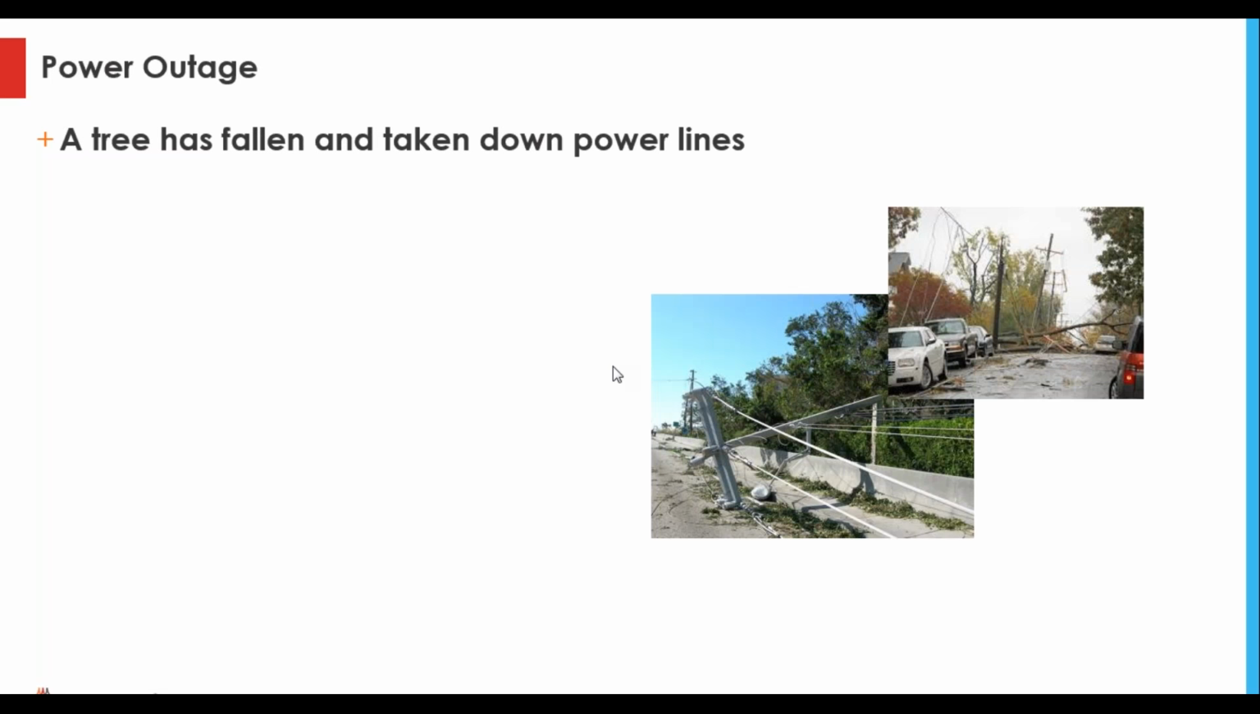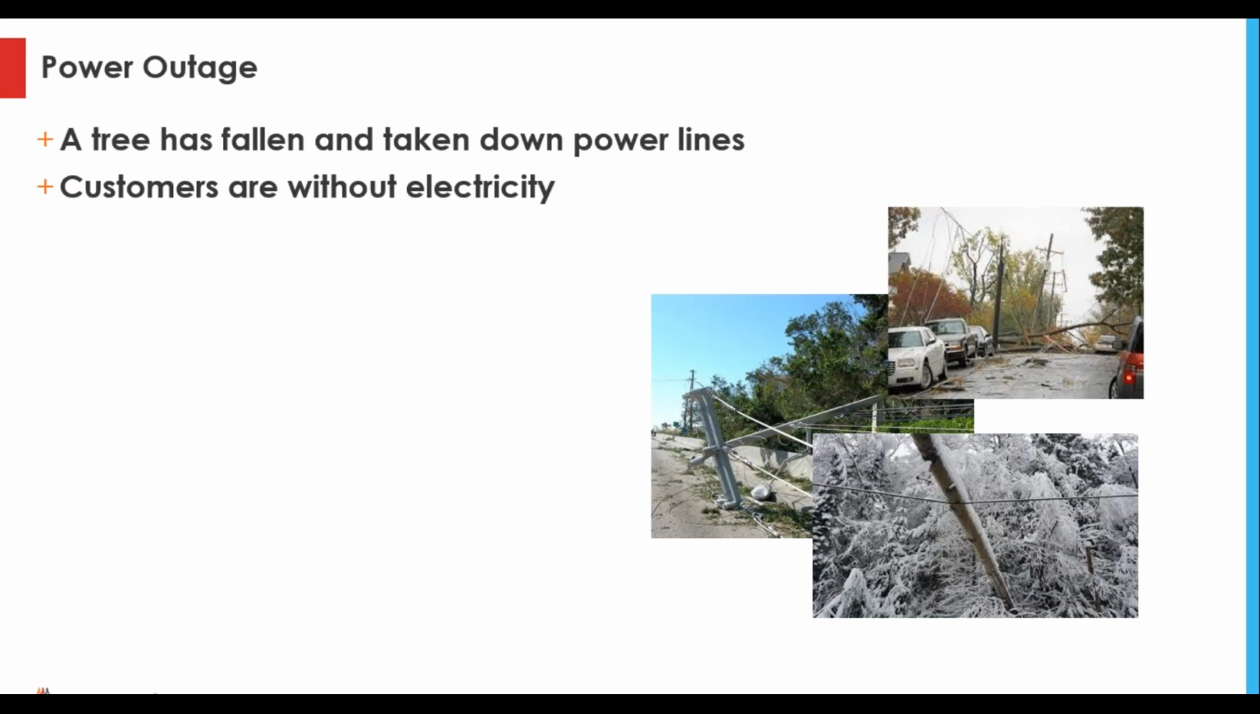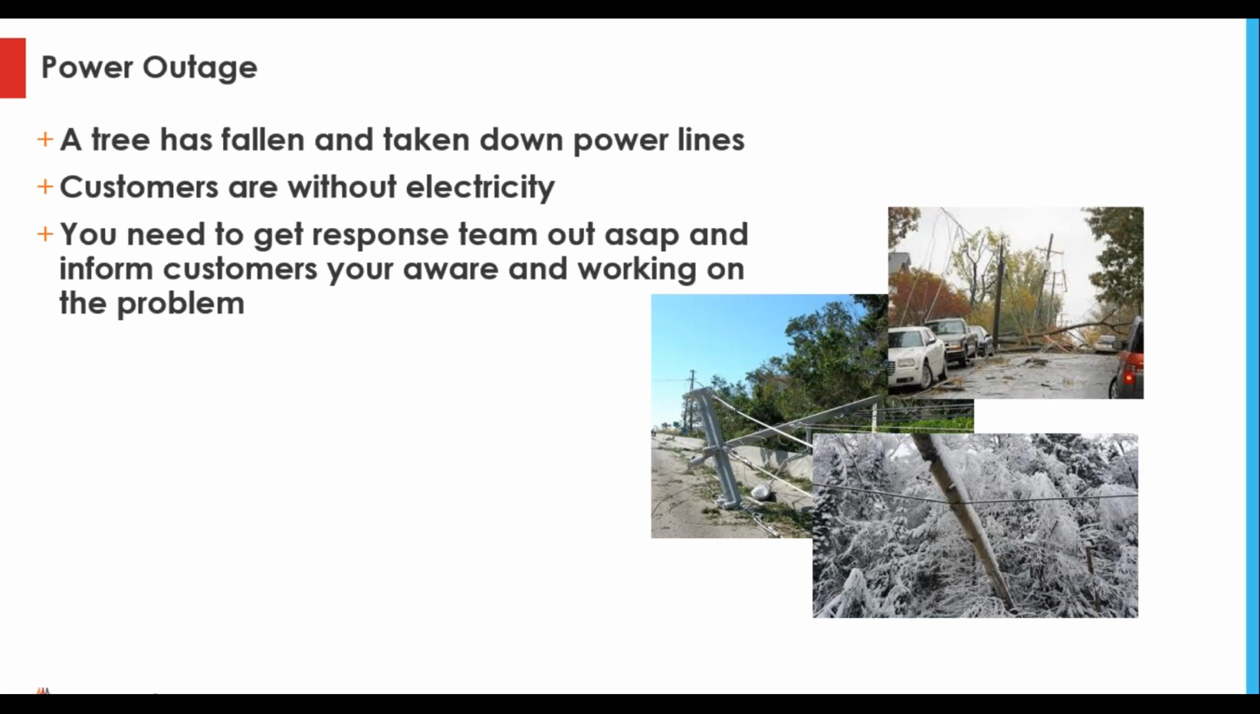Well, first off, when those lines are down, customers are without electricity. That means there is disruption in your service. You're not providing the service to your customers. So you will be receiving calls from them to your customer service departments. And at that same time, while you're taking all those calls, you need to get a response team out there ASAP. Inform the customers that, one, you're aware so you can slow down those calls, and that you're working on the problem.